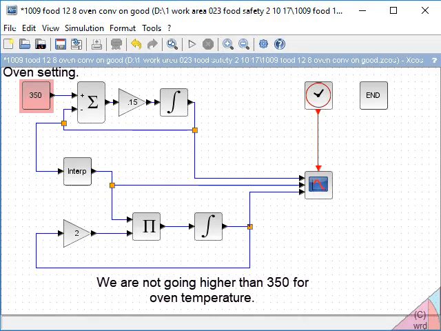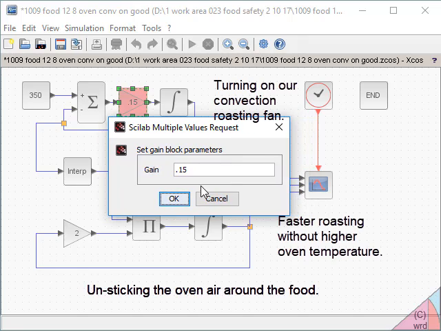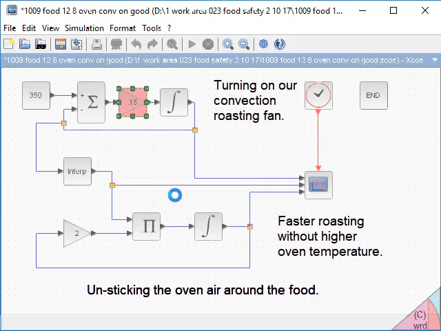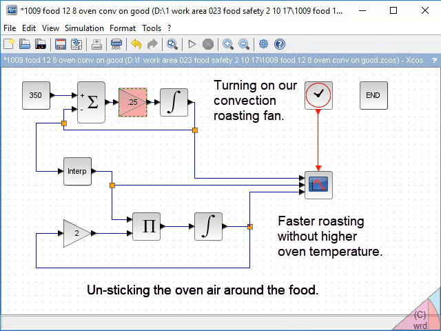We want to leave the oven temp at 350 to keep from burning the outside of the food. Lots of modern ovens have a convection fan and we are going to turn it on in our oven. We do this by changing the gain in front of the food temperature account. We increase it from 0.15 to 0.25. This represents reducing a small sticky boundary layer of air right next to the food.